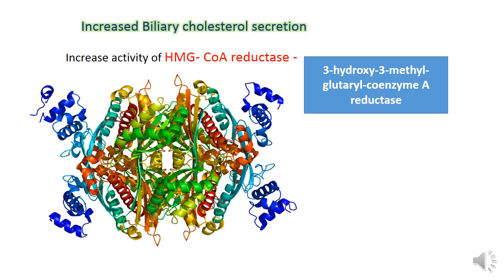It is a rate limiting enzyme for the mevalonate pathway. Now what is the mevalonate pathway? Well, it is the pathway which synthesizes cholesterol. And what does rate limiting enzyme mean? Well, it means it's a key enzyme that determines the rate or pace of the reaction, so how fast or slow the reaction will proceed. So if its activity is increased, it will lead to an increase in the rate of the complete reaction. So it will result in acceleration in production or synthesis of cholesterol. Basically, increased biliary cholesterol secretion.